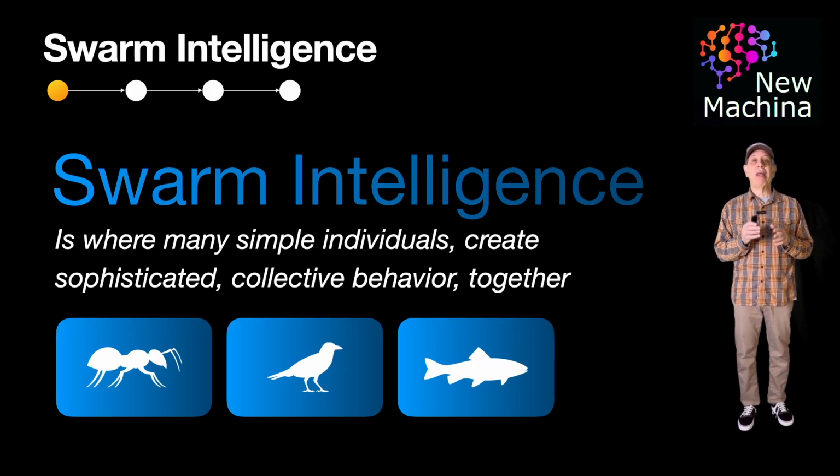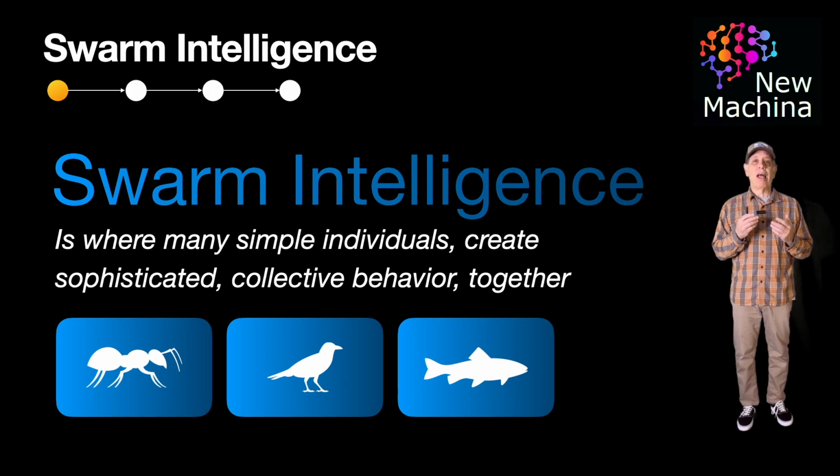Swarm intelligence is where many simple individuals create sophisticated collective behavior together. Swarm intelligence is the idea that a group can be smarter than any one member. Each individual only follows simple rules, reacts locally, and uses the information right around them. No one is in charge, yet the group solves complex problems, such as finding food, avoiding predators, or adapting to change. So in simple terms, swarm intelligence means simple agents making local decisions, leading to intelligent global behavior.